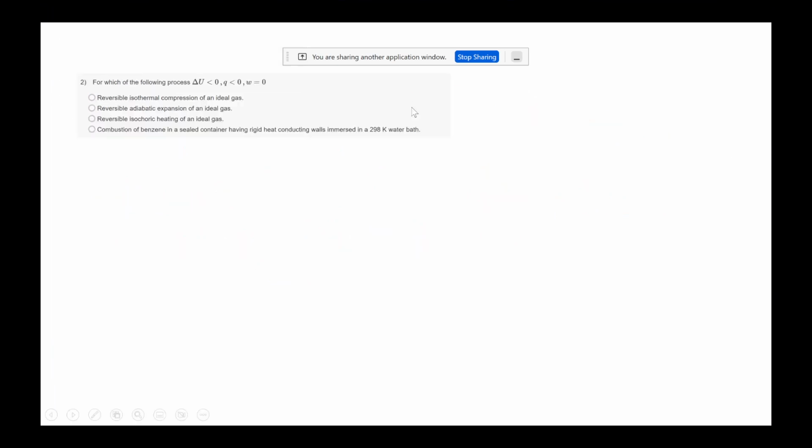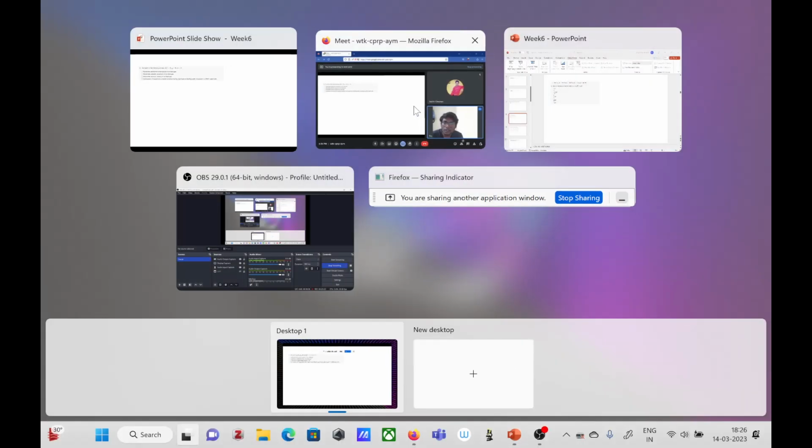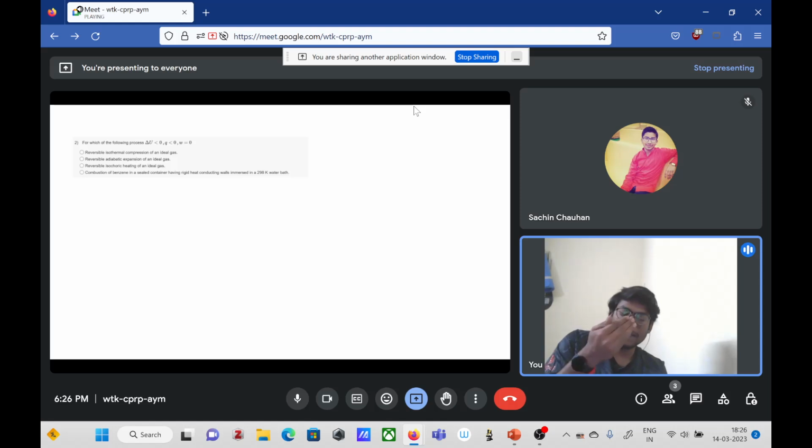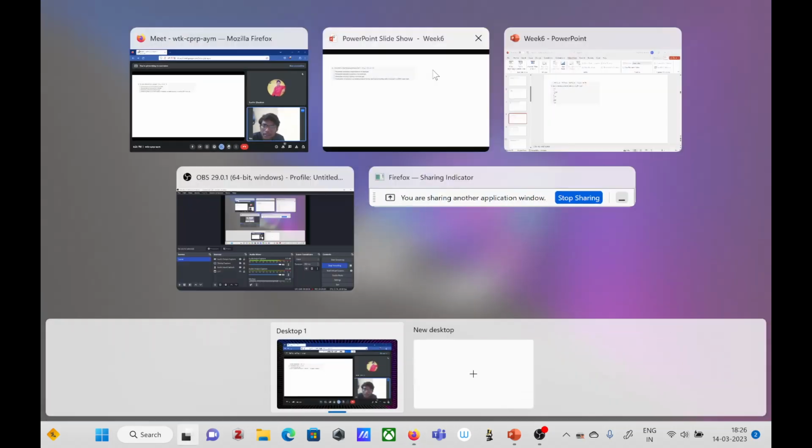Now, here is some interesting thing. For which of the following processes delta U, which is change in internal energy, is less than 0, means it decreases, Q, heat exchange, is less than 0, meaning heat loss, and work done is 0? Internal energy is also decreasing, heat is also decreasing, work done is 0. Which system will this be possible for?